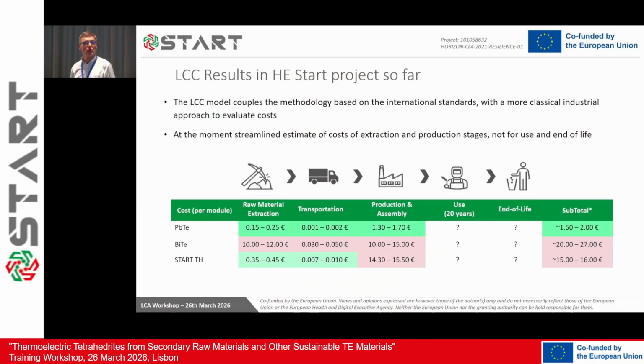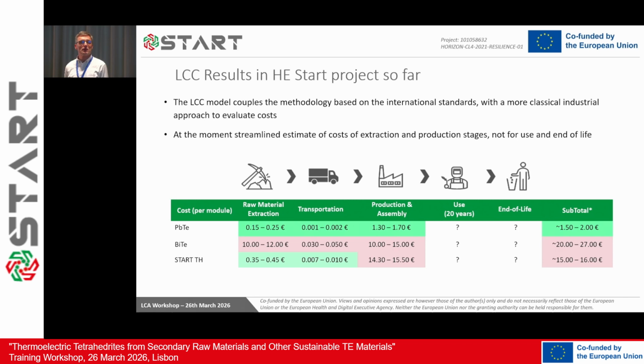And so I just wanted to show you the results so far, which are preliminary in terms of the cost assessment. So we are comparing the START Thermoelectric's component with, again, the lead telluride and the bismuth telluride alternatives, similar alternatives that can fulfill the same functional unit. And what we are finding out at the moment is that the bismuth telluride are maybe a bit on the more expensive side. The lead telluride, for this application that we are comparing with the START thermoelectric device, are the more competitive ones.